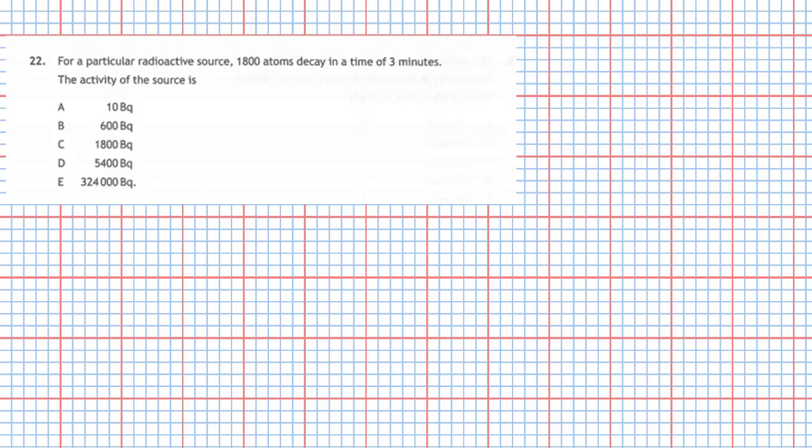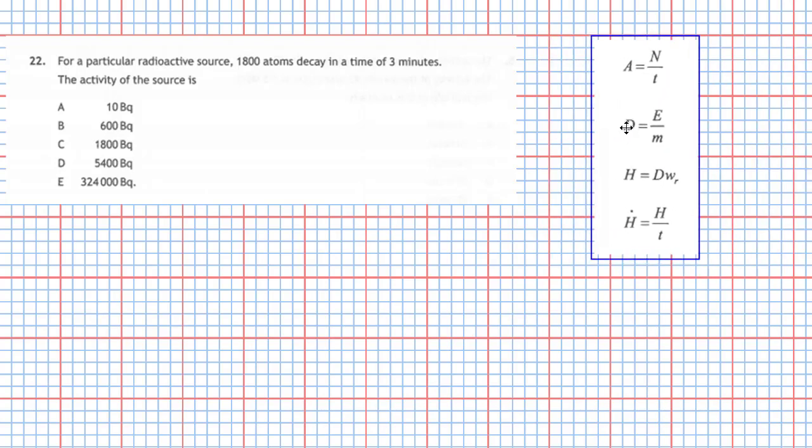Go straight to the relationship sheets and we can see all the equations to do with radioactivity. And it's the top one. The activity A equals n, the number of decays, divided by the time in which the decays took place. So the equation we're going to use is A equals n divided by t. So write that down. The activity is going to equal the number of decays divided by the time.